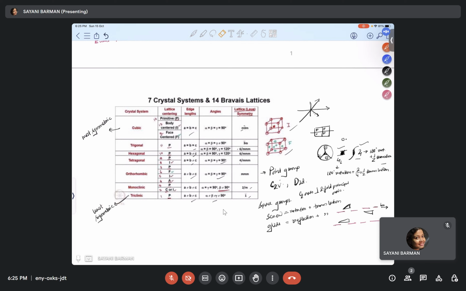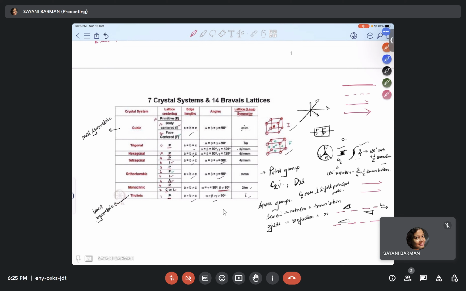So for screw axis, we denote screw axis as this axis. For the rotational axis, we denote as this. This is screw axis, and this is glide planes, and the solid lines are mirror planes. Okay, so we have seen the variations used in the stereographic projections and the 3D lattice projections.